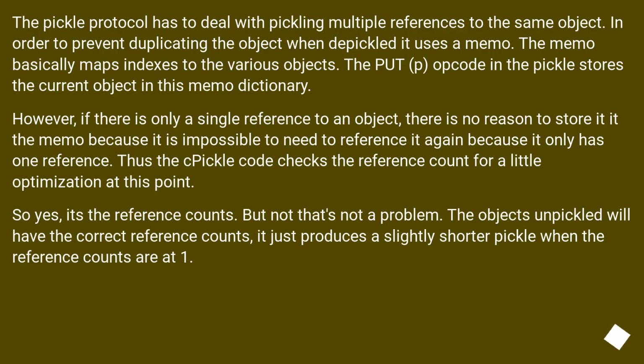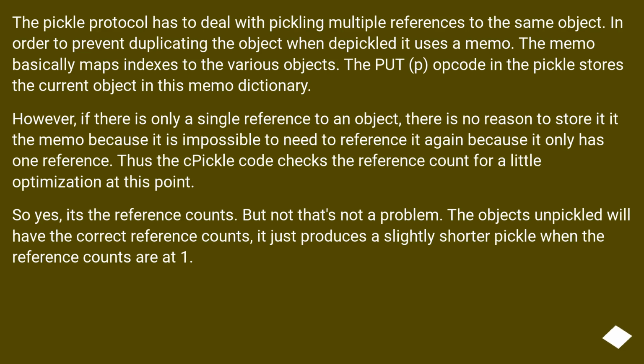The pickle protocol has to deal with pickling multiple references to the same object. In order to prevent duplicating the object when pickling, it uses a memo. The memo basically maps indexes to the various objects. The put, p, opcode in the pickle stores the current object in this memo dictionary.